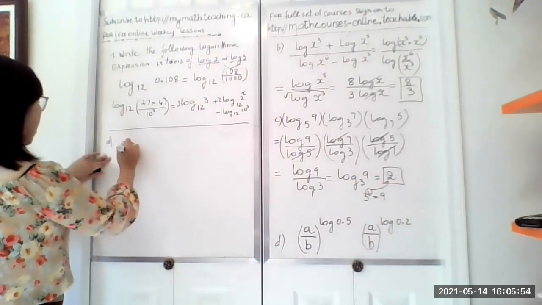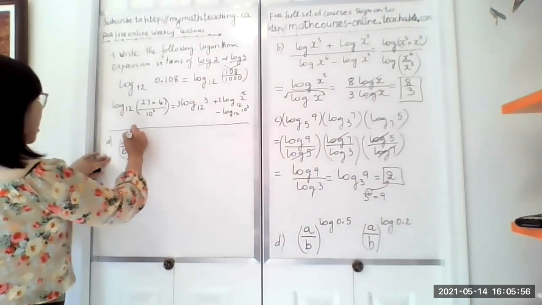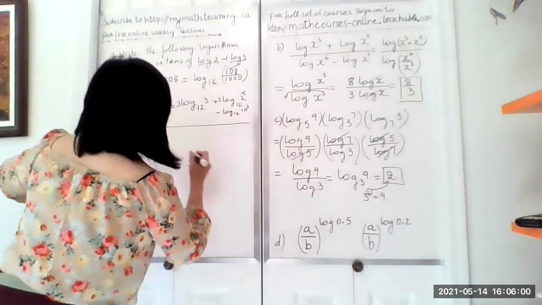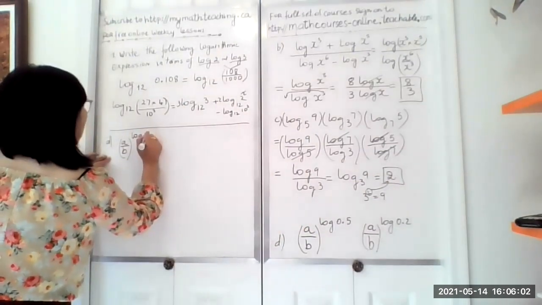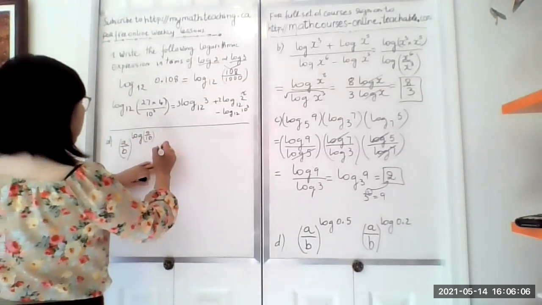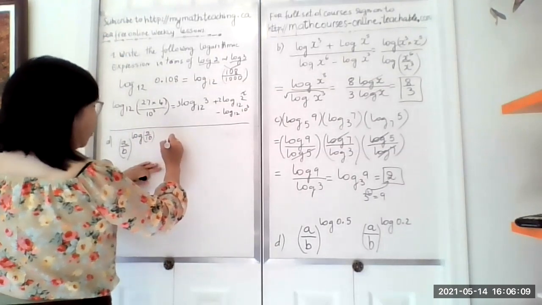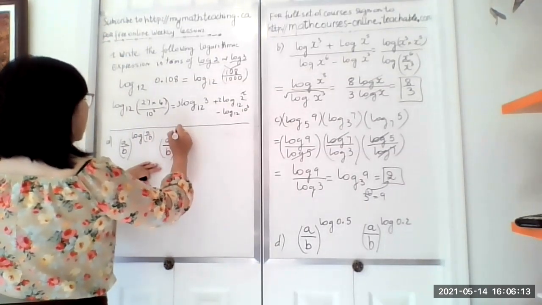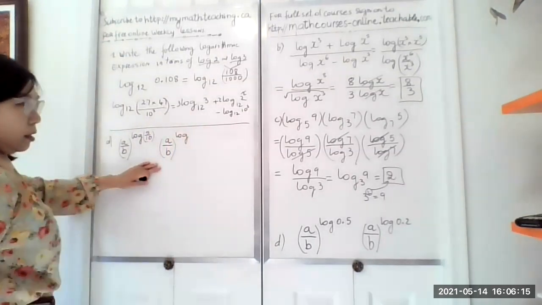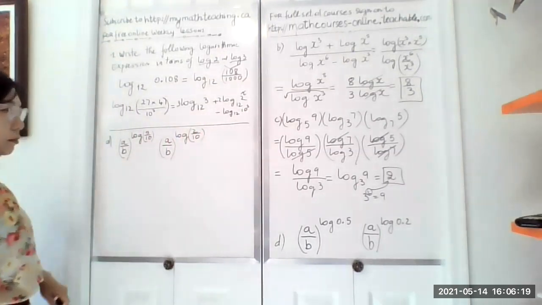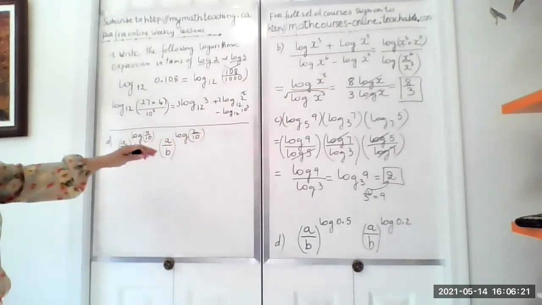So we have A over B. On the top power, we have log of 0.5, but I'm going to write it as 5 over 10, because that's what 0.5 is. Times A over B. And on the top will be log of 2 over 10. So I'm going to change it like that.